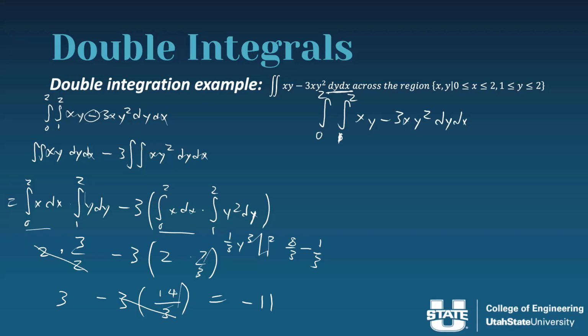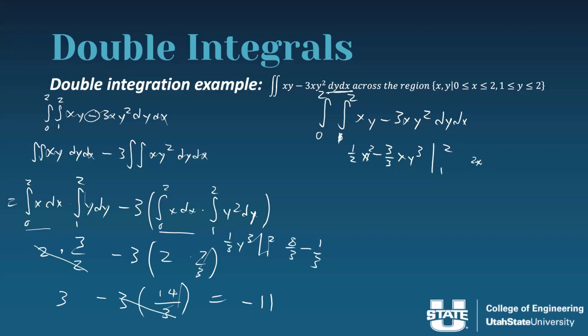We integrate with respect to y first. We get 1/2 xy squared minus 3 over 3 xy cubed, evaluated from 1 to 2. You're correct, xy squared. For some reason, I didn't write that down. Okay, so we go from 1 to 2. We get 4 over 2, that'd be 2x.